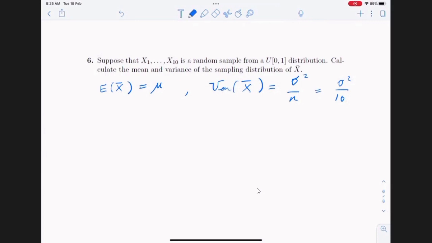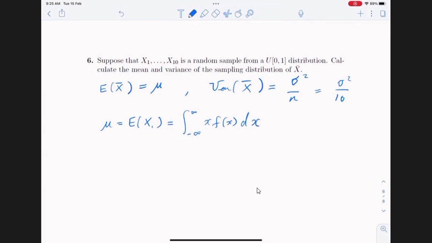Now, in this question, we are asked to compute the expectation of the sample mean and the variance of the sample mean, and what we need are the population mean and the population variance. And we know the population is uniform from 0 to 1. So we just do it starting from the very beginning, from the definition.